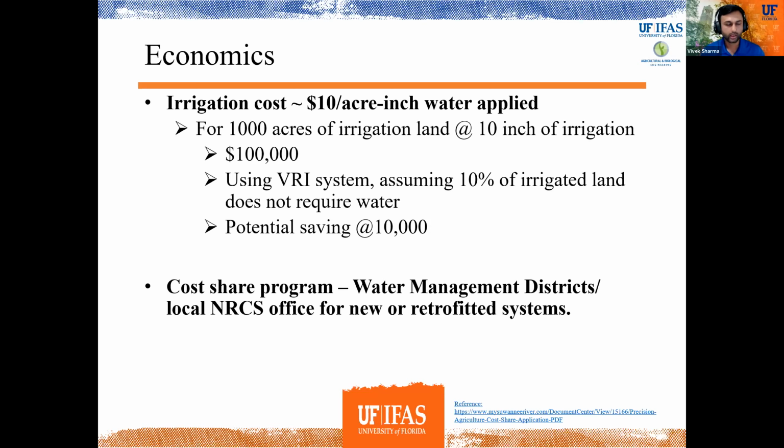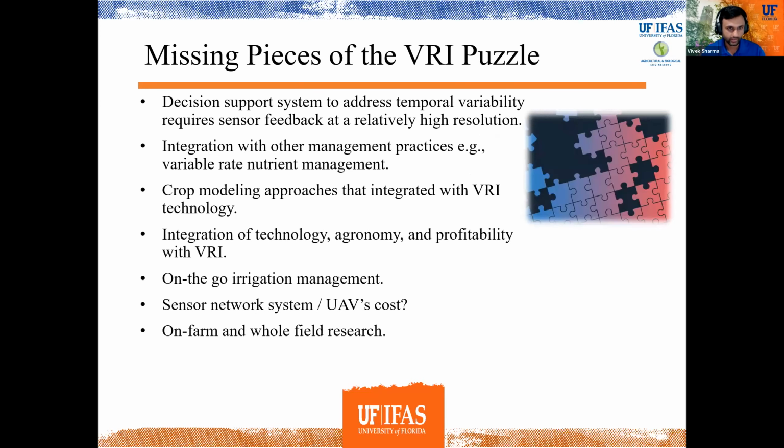So let me go back to the missing puzzle of the VRI. I call it the VRI puzzle. We have seen there is a system developed to develop the prescription map and feed it into the irrigation system, but there's a lack in the decision support system to address the temporal variability. From the sensor, you collect the data, you process that data into decision making, and then you feed into the irrigation system. So there is a lot of lag time, so how can we address that?